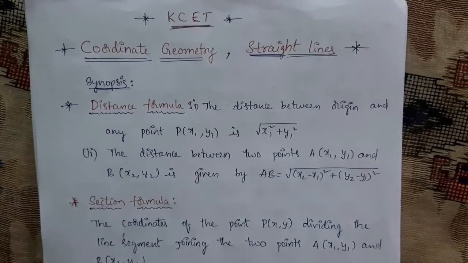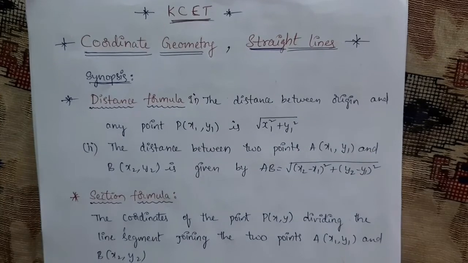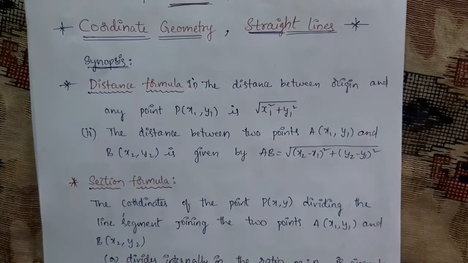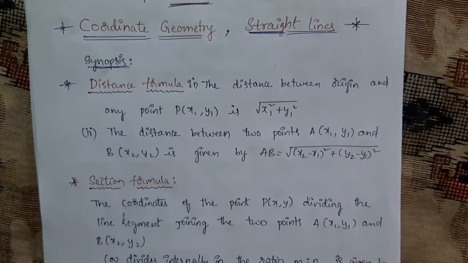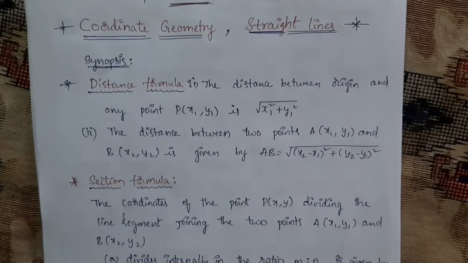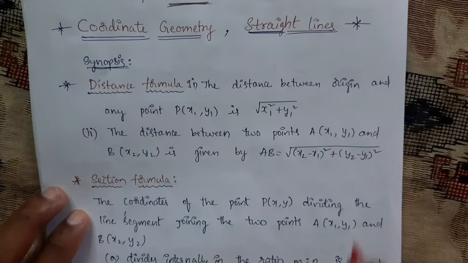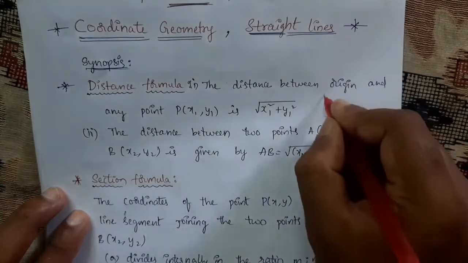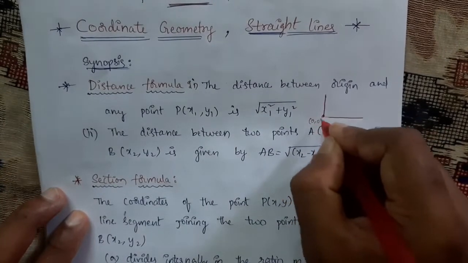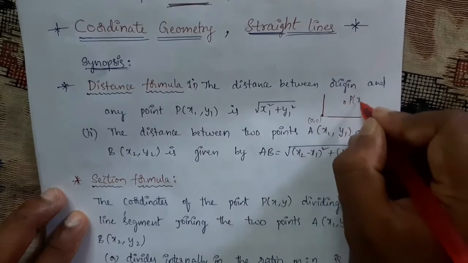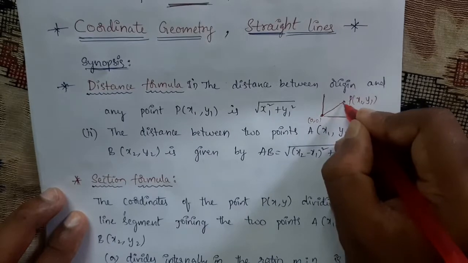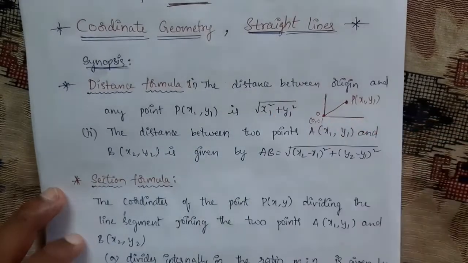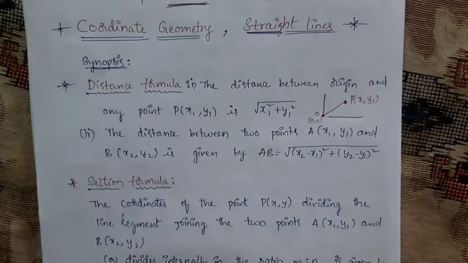So when it comes to coordinate geometry and straight lines, we'll start with the distance formula. The distance between the origin and any point P of x1 comma y1 is square root of x1 square plus y1 square. If this is the origin 0 comma 0 and this is the point P of x1 comma y1, then the distance OP will be considered as square root of x1 square plus y1 square.